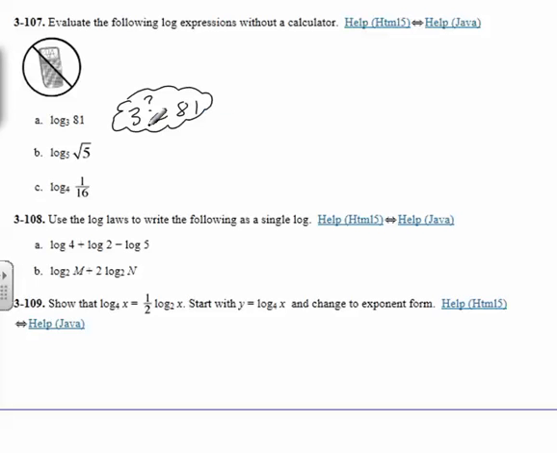That would be 4. So this equals 4. All right, thought bubble on this one. I'm thinking 5 to what power equals square root of 5? Well, the square root is the same as the power of 1/2. So it's really to the power of 1/2.